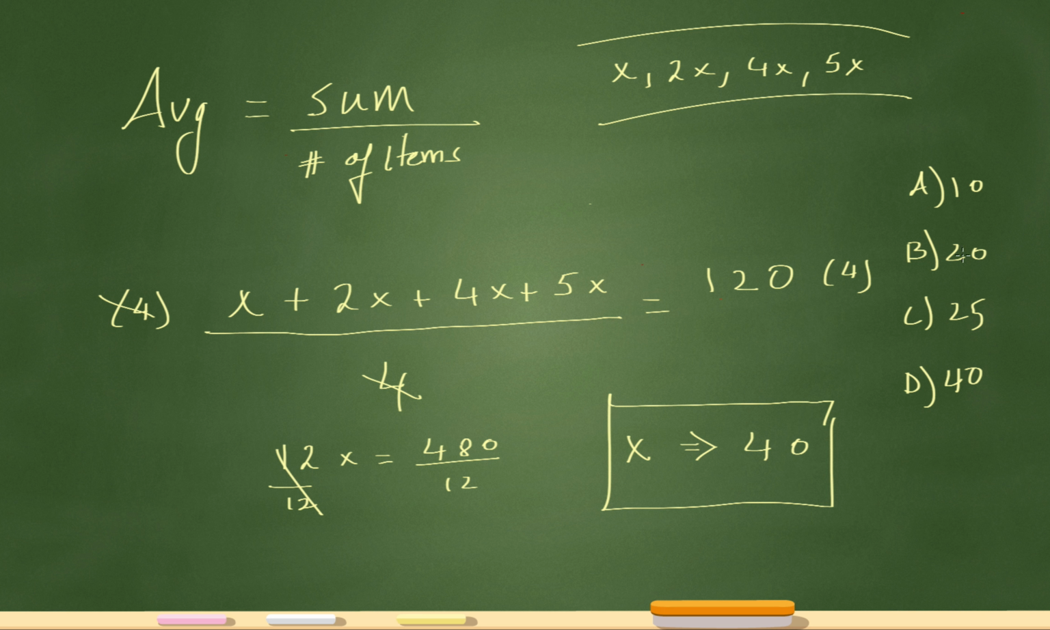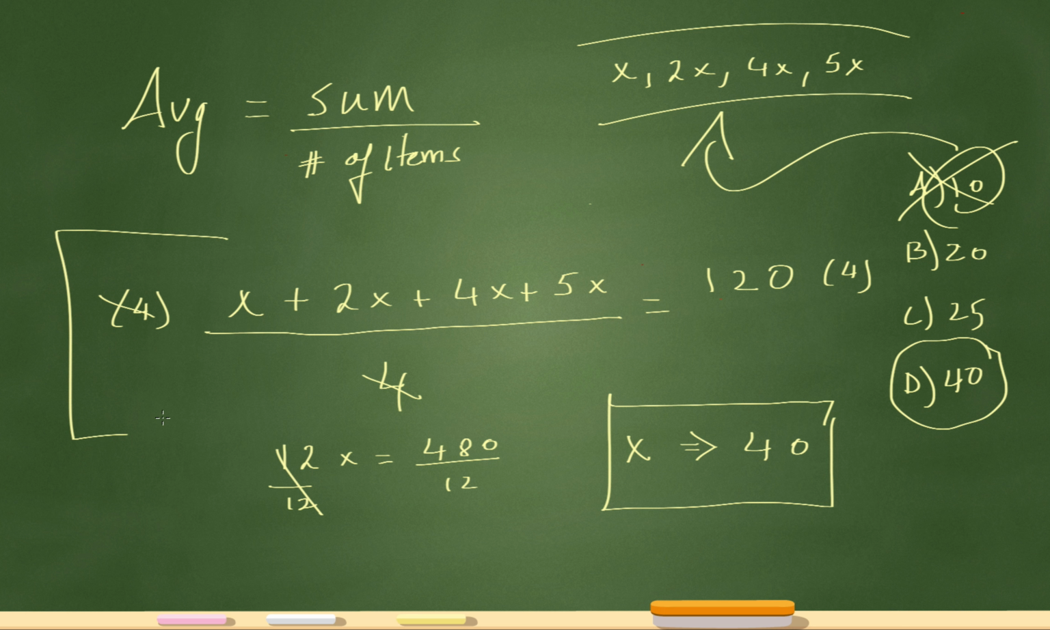And if you went through the answer choices, and the answer choices were 10, 20, 25, and 40, you could have plugged and chugged. So basically you would have plugged 10 in for these x's, and see if that gives you an average of 120. If it didn't, then you would have moved on to 20, then 25, and then 40. And if you plug in 40 for these x's, it will give you the average of 120.